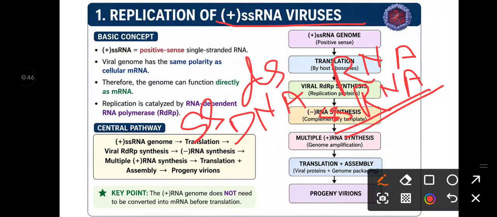negative sense single stranded. So the basic difference between these single stranded RNA types is that the positive sense single stranded RNA has the same polarity as the cellular mRNA. So it directly acts as mRNA. Directly it will use the host ribosome to synthesize the proteins. It can be directly translated.